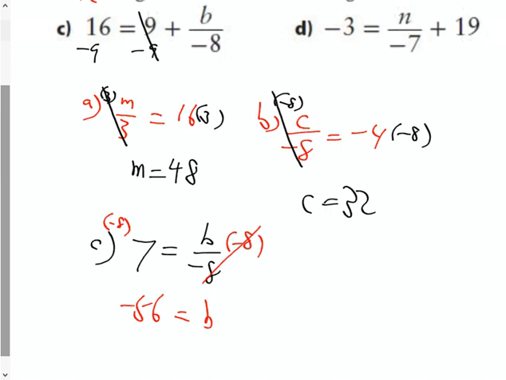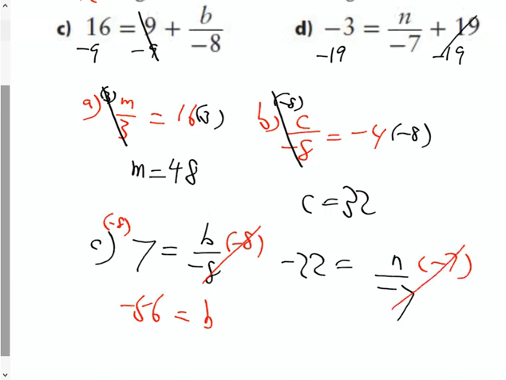And finally, your last question. My constant is 19, so I'm going to subtract 19 from both sides. I'm going to be left with a -7th of n is equal to -22. Multiply both sides by -7 to get rid of the divided by -7. And n will equal 140 and 14 is 154. Positive 154.